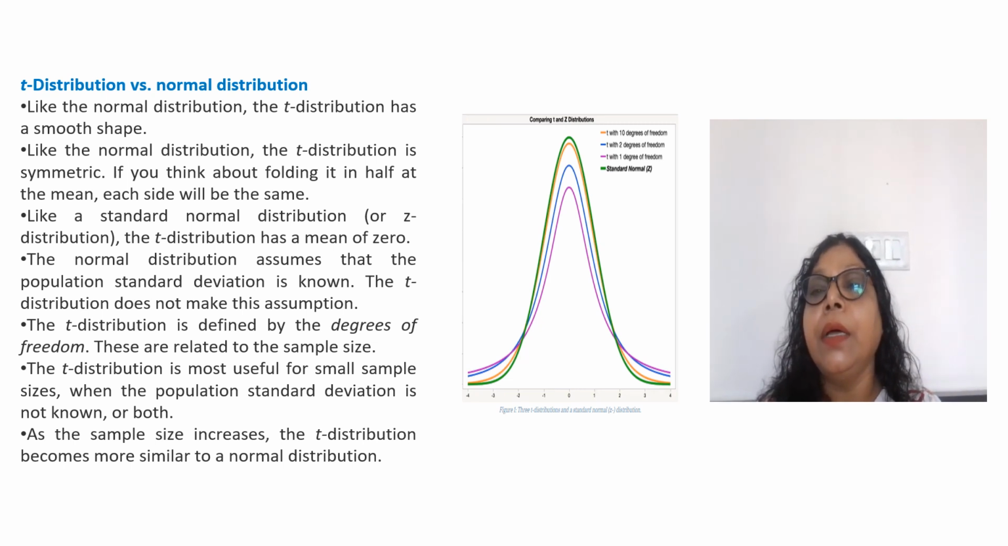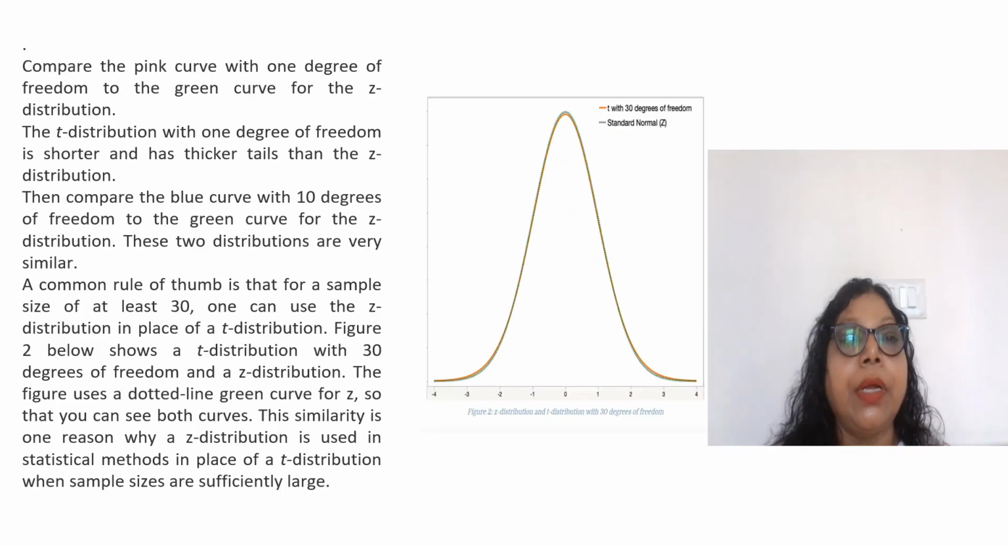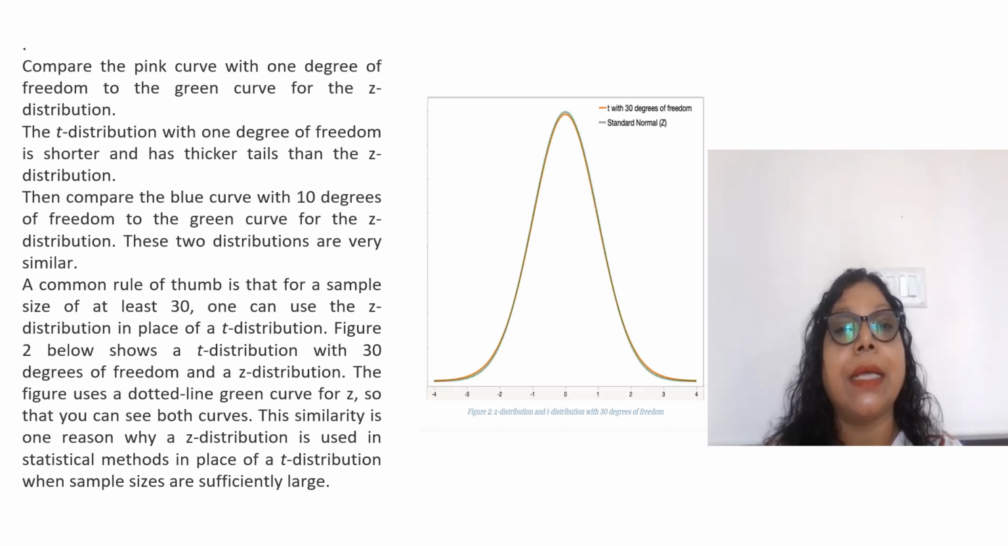As you can see, the pink line is the t-distribution with 1 degree of freedom, while the blue line shows the t-distribution with 2 degrees of freedom. The yellow line shows the t-distribution with 10 degrees of freedom. And this green line is the standard, or normal, distribution, which we use for the Z test.